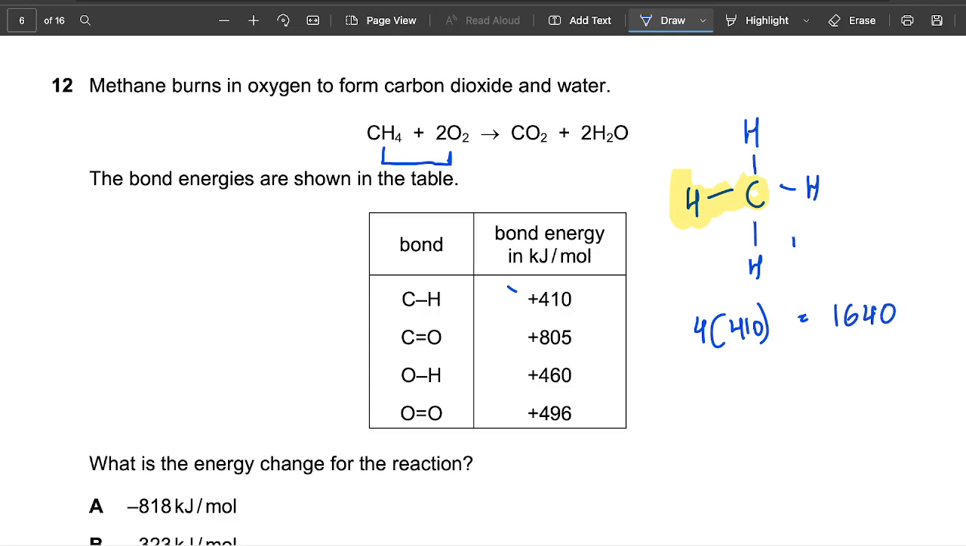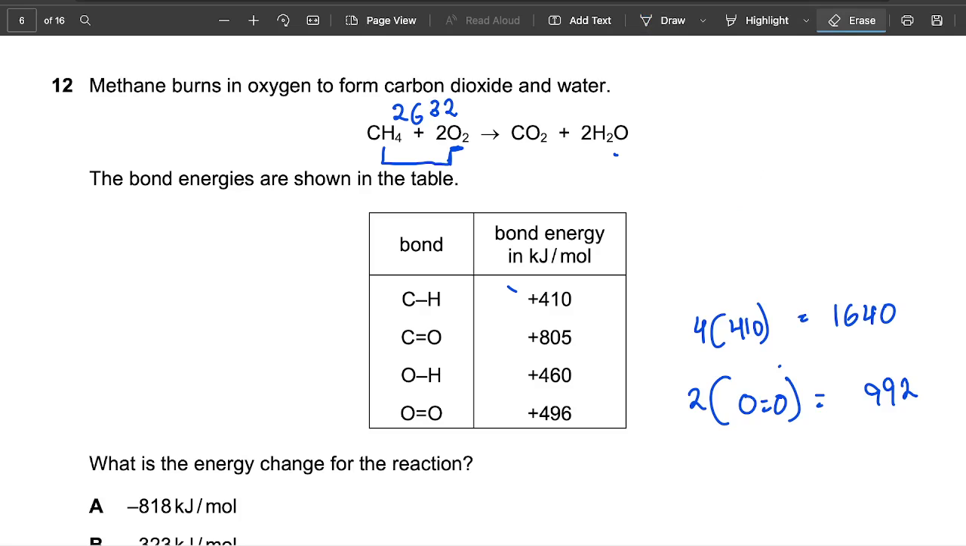4 times 410 is equal to 1640. Then you can see here 2O2, meaning 2 O=O bonds. The O=O bond is 496, so 496 times 2 is 992. If I add those two together, I will get 2632. So here I will write 2632. Now we do the other side of it. Let me quickly rub this out. And we do the other side. Okay, the other side we have CO2.